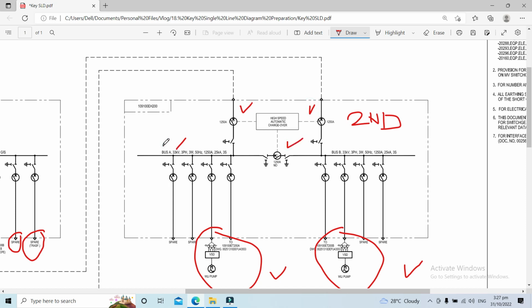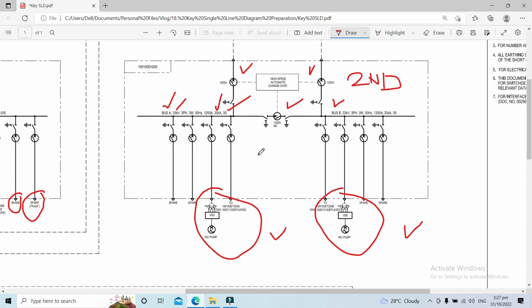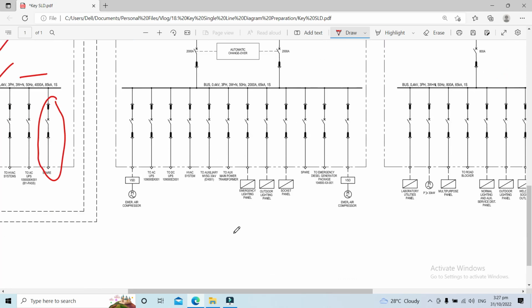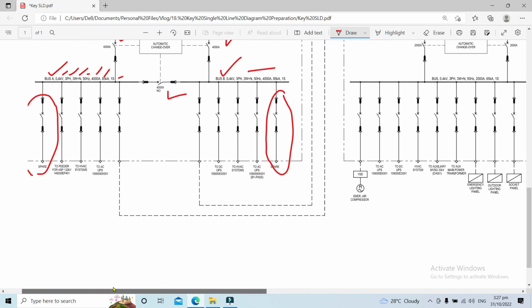We have bus A here and bus B on this side. It's 33 kV, 3-phase, 3-wire, 50 Hz, rated 1,250 amperes. Our short circuit withstand capability is 25 kiloamperes for this switchgear, for 3 seconds. So we have done the three 33 kV switchgears, and here we have the remaining 2 LV switchgear.